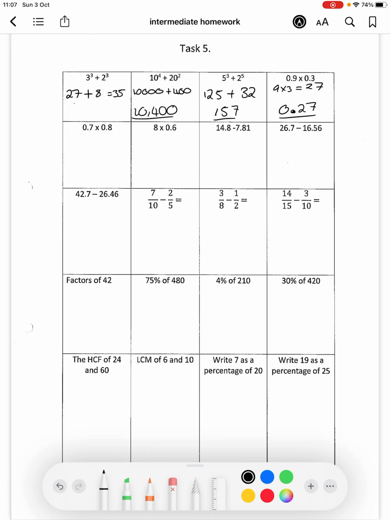Same for 0.7 times 0.8, just 7 times 8 is 56. There's 2 numbers after my decimal in my question, so there has to be 2 numbers after the decimal in my answer, so it's 0.56.